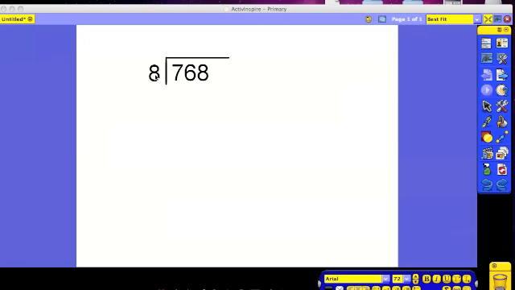Okay, looking at a question like 768 divided by 8. Well, just looking at it off the top of my head, I know that in 768 there's going to be a little bit less than 100 eighths. I know that because 8 times 100 would be 800, and that's pretty close to 768. So as an estimate, my answer should be in the 90s.